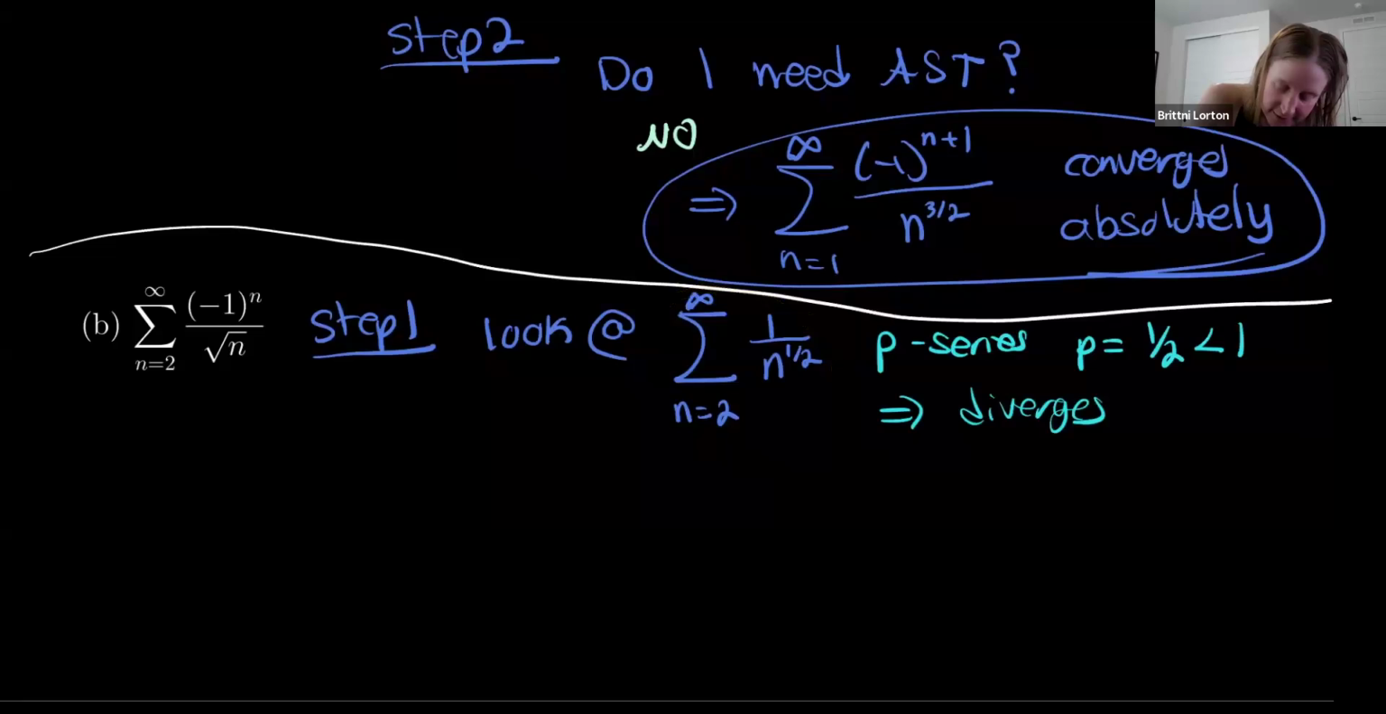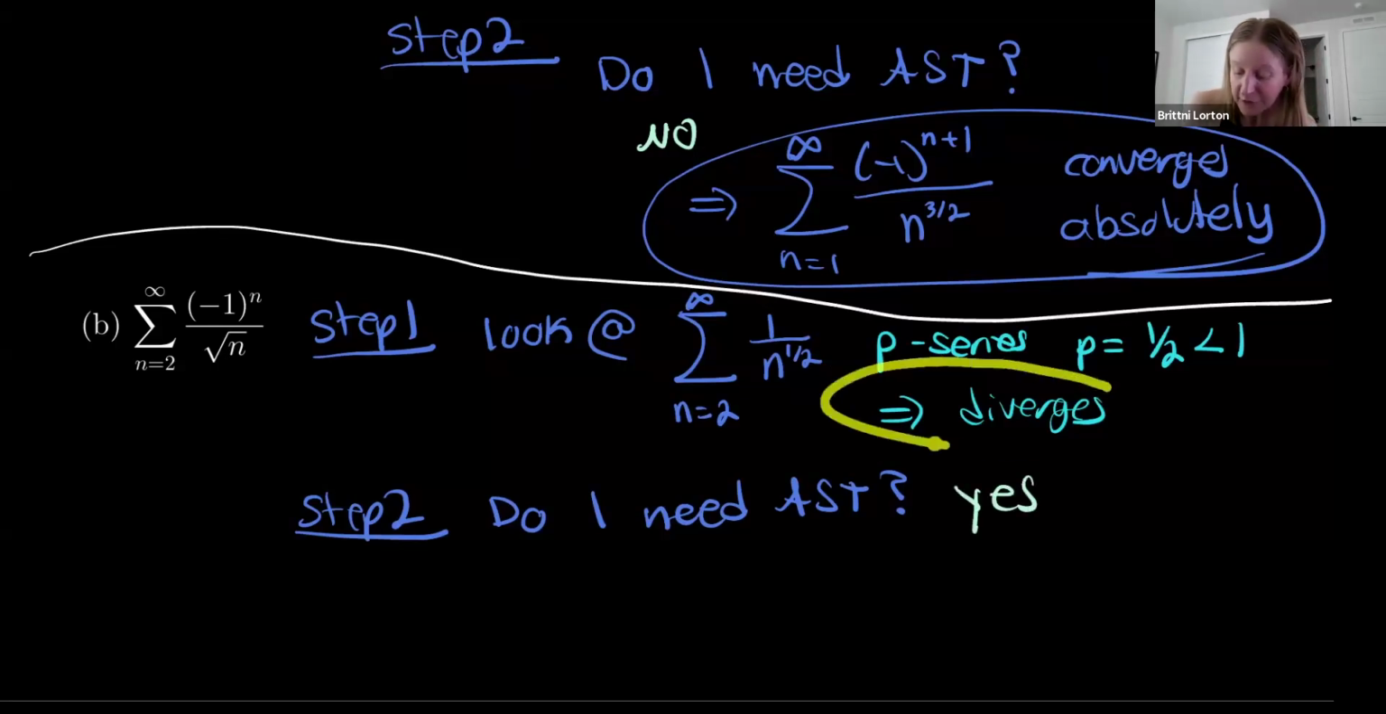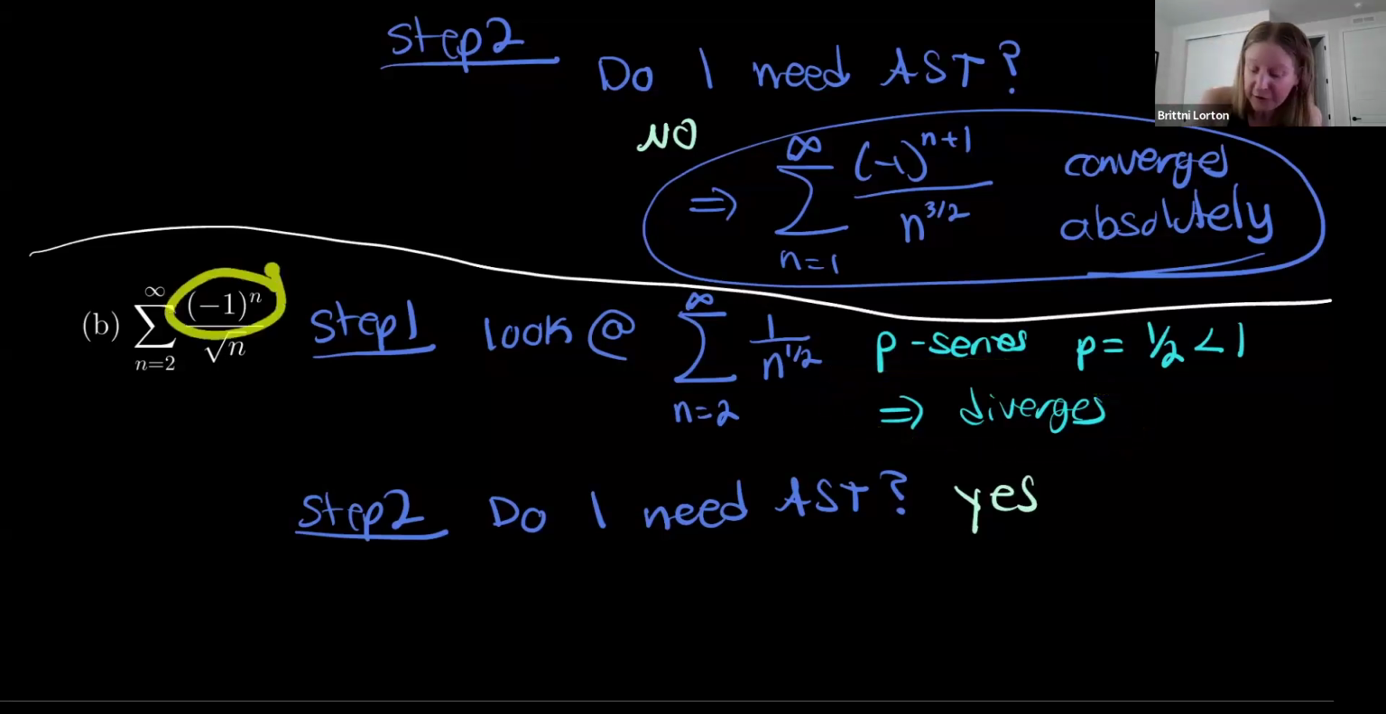So now I'm on to step number 2. And step number 2 is to ask yourself the question, do I need the alternating series test? The answer is yes, I do. I very, very much need it because without the negative, it diverges. So now I don't know, if I add in the negative, it's going to be smaller than infinity. I don't know what that is. What's smaller than infinity? I have no idea. It might be infinity. It might be 12. It's not enough information.